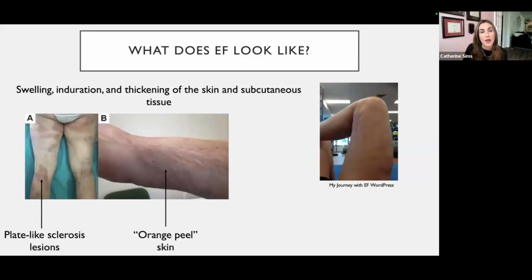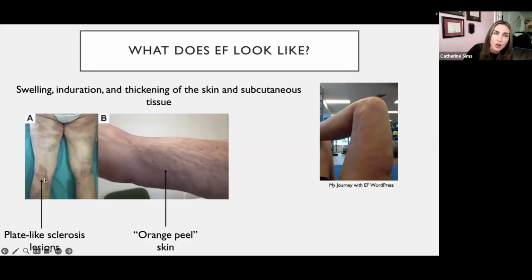Other patients can develop what we call plate like sclerosis. Sclerosis is just another fancy medical term for thickening of tissue, and in this case, it's the skin. So the skin becomes a darker color, becomes thicker and feels different. And you can visually see where the arrow is pointing that she has some parts of her leg that are a lighter color, but then this darker color.